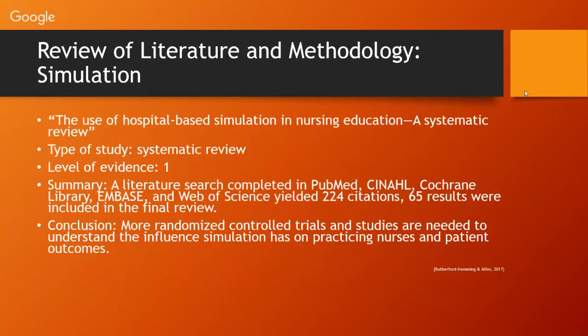The third article that was reviewed was the use of hospital-based simulation in nursing education, a systematic review. The type of study was a systematic review. The level of evidence was 1. This article was a literature search completed in various online databases, which yielded 224 citations. 65 results were included in the final review.